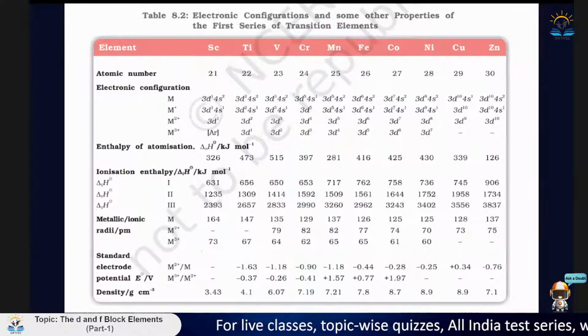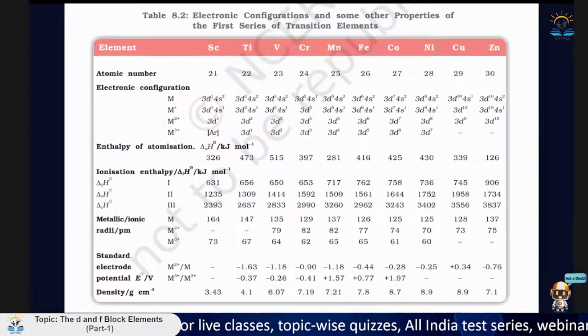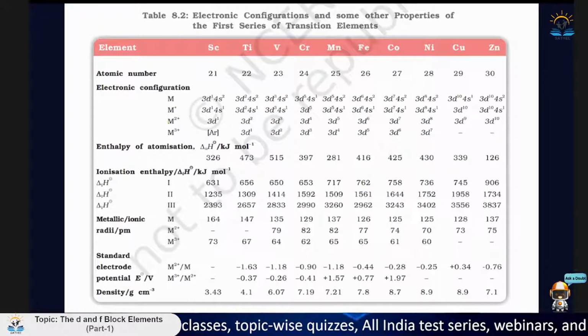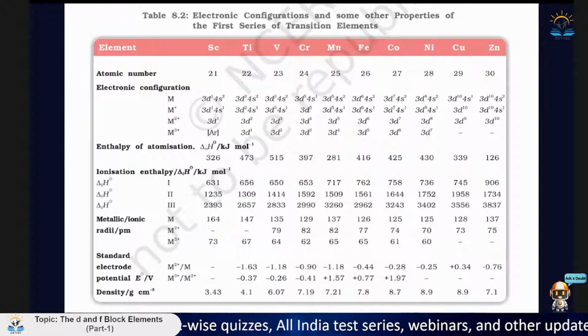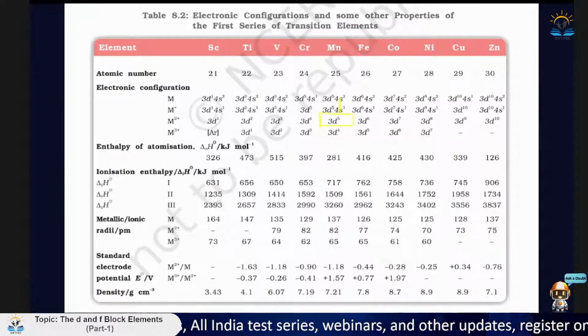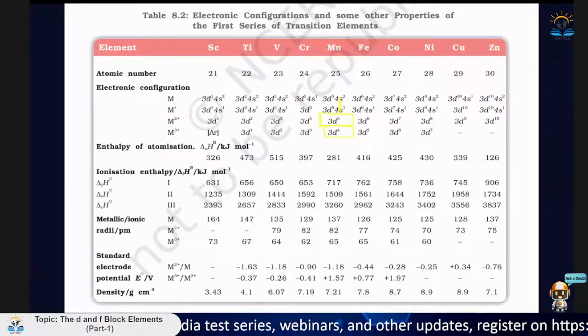So we are focusing on chromium. Now, particularly, please focus on M2. Or let's talk about manganese, because M2 is stable over here. M2 is extra stable over here. And then we have M3, right?